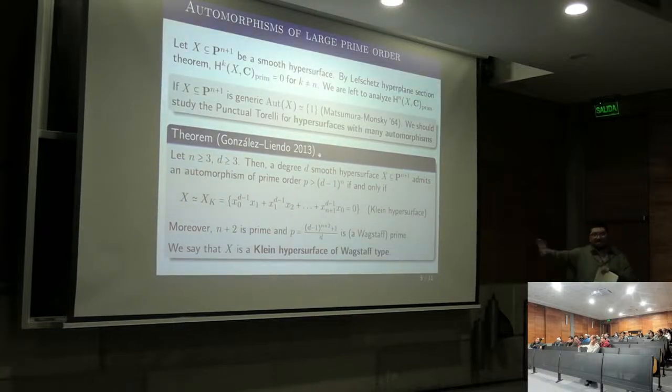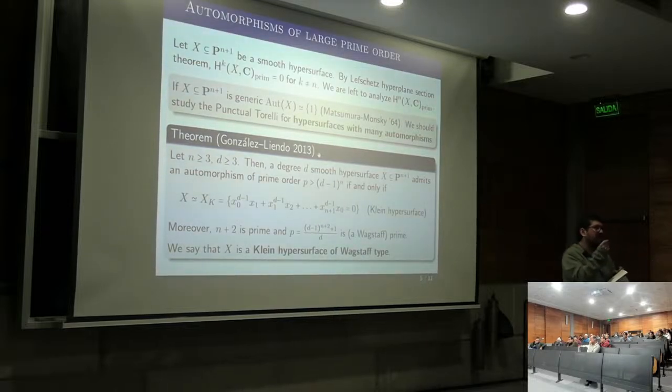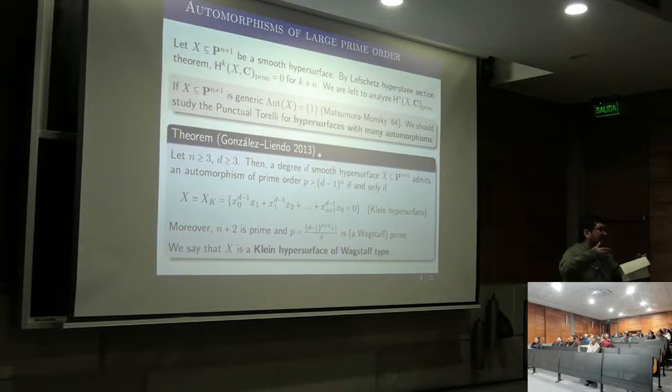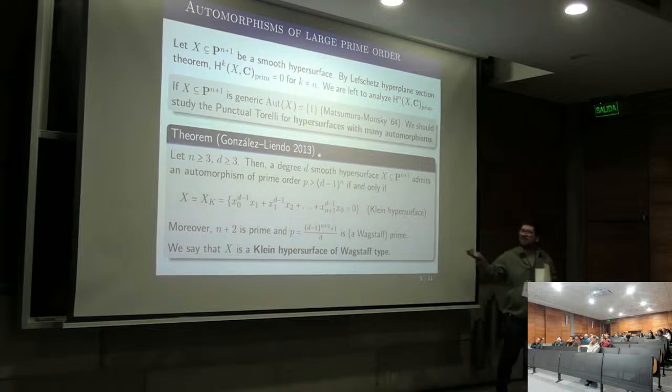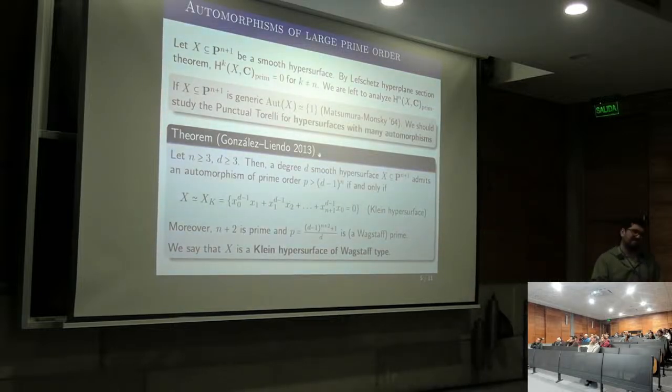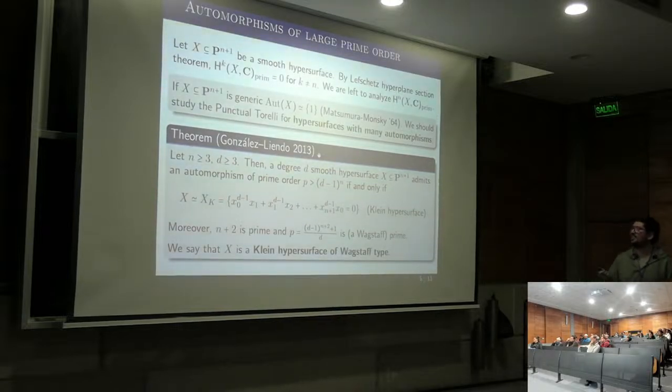But okay, let's put that aside for a moment, and let's take the other direction, which is to just fix one automorphism, say of prime order, and ask which is the largest prime that can appear as the order of an automorphism of a hypersurface. This question was solved by Victor and Alvaro more than 10 years ago, and the answer is the following.